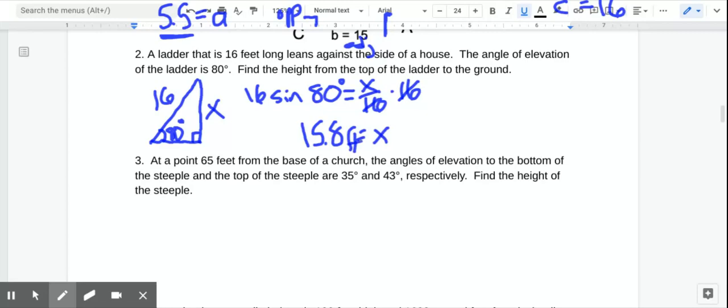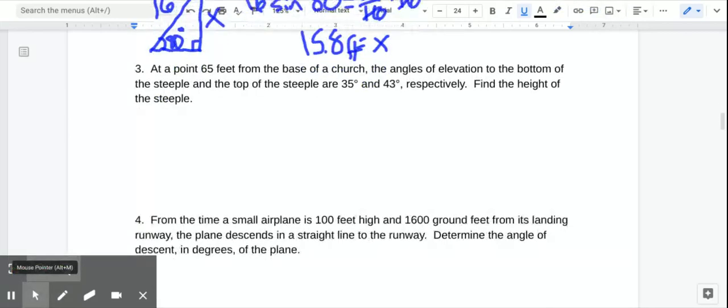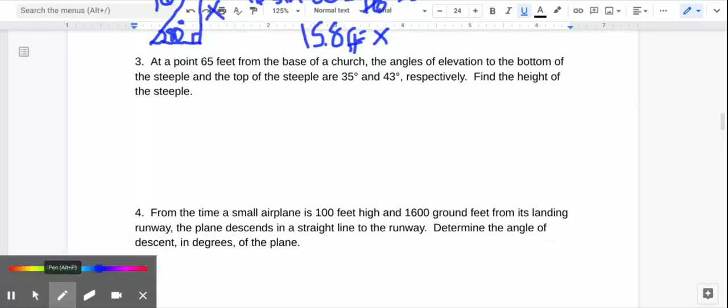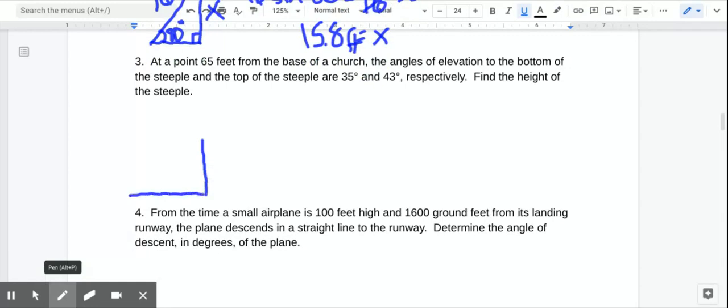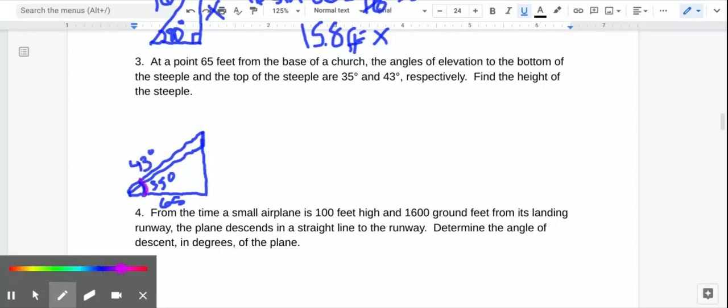Okay, let's make things a little bit more interesting here. So we are 65 feet from the base of a church. Okay, so here's the church, and we're 65 feet away. The angle of elevation to the bottom of the steeple, so here's the bottom of the steeple, is 35 degrees. And then the angle of elevation to the top of the steeple, there's the top, is 43 degrees. Let me label that a little bit better. That's this bigger angle.